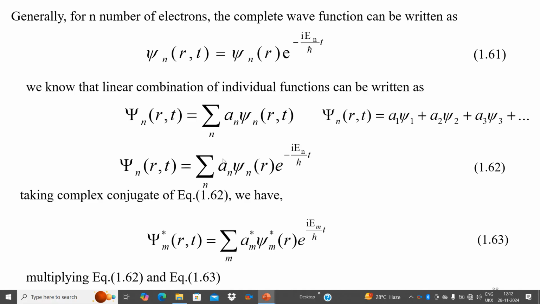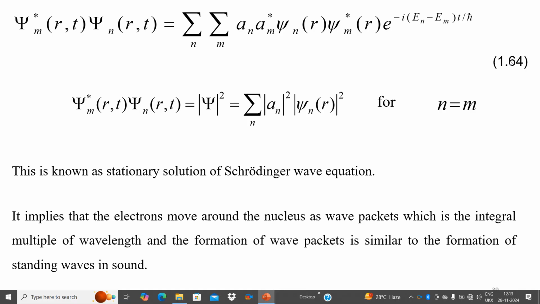Now just take the complex conjugate of equation 1.62. We will have 1.63. So taking the complex conjugate, ψn(r,t) becomes ψm star(r,t). So we have changed the index n into m. Suppose if it is i, you can change it to j. This is equal to sigma over m of am star ψm star(r) e power plus i Em by ħ t. Here we have taken the complex conjugate, so e power minus i En by ħ t becomes e power plus i Em by ħ t. Now you just multiply these two. When you multiply these two, this equation 1.64 is obtained. Here am star an ψn(r) ψm star(r) e power minus i (En minus Em) multiplied by t by ħ.